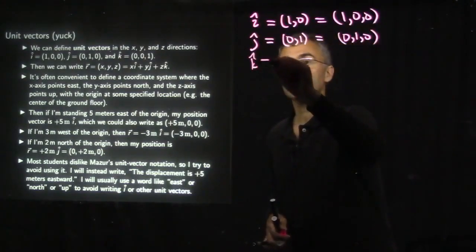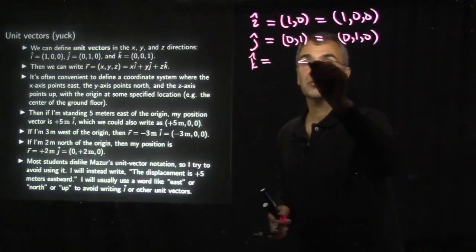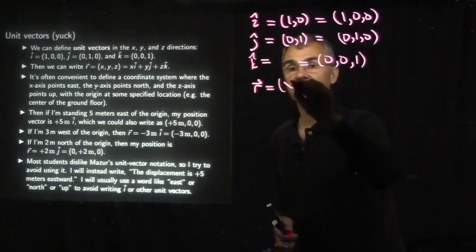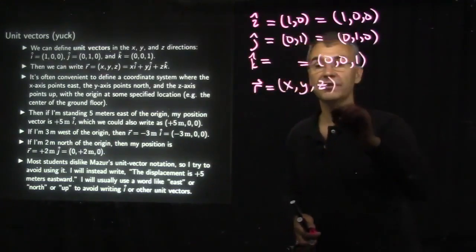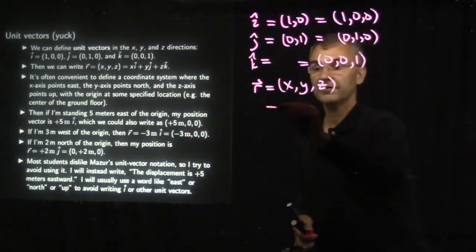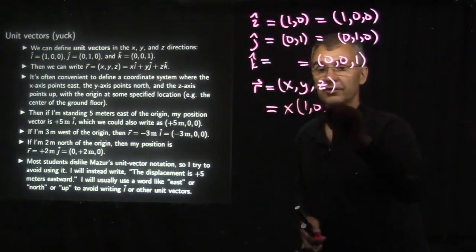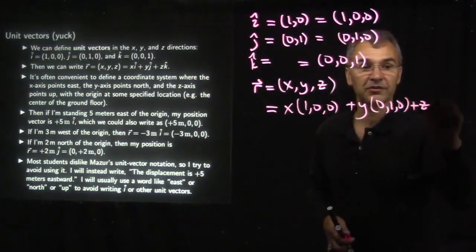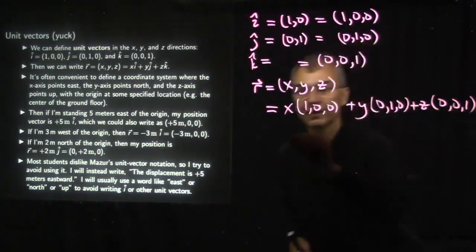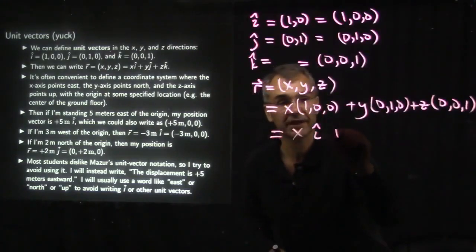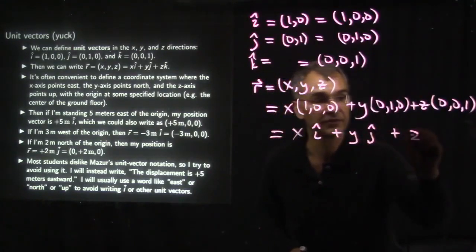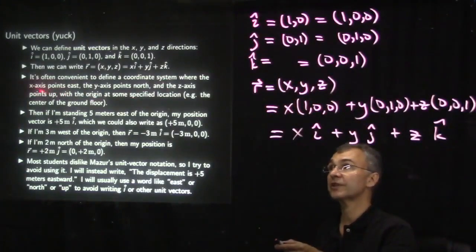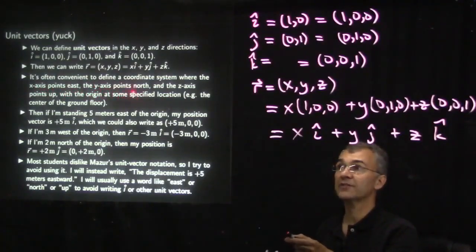And we could make k hat, which is a unit vector in the plus z direction, which would be 0, 0, 1. And then if you had a vector x, y, z, you can write that. That's the same thing as x times 1, 0, 0, plus y times 0, 1, 0, plus z times 0, 0, 1. Therefore, it's the same thing as x times i hat plus y times j hat plus z times k hat.